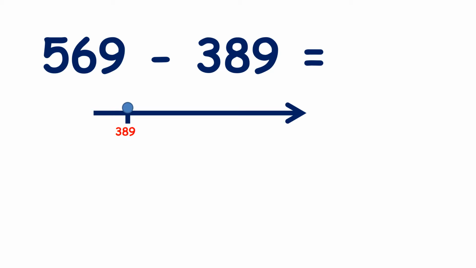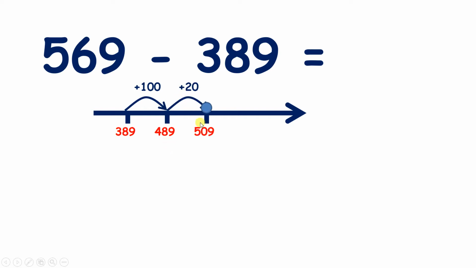Now we have 569 minus 389. Again, let's subtract by finding the difference. So if we're on 389, we don't want to add 200 because that would give us 589 and that would be too many. But we can add 100 to make 489. Now both numbers have 9 units, so we can get to 569 by adding tens.